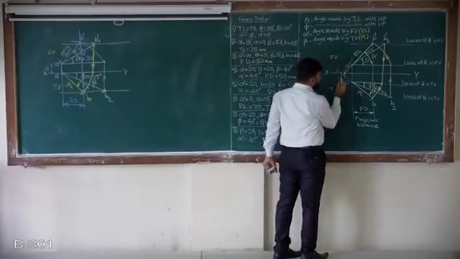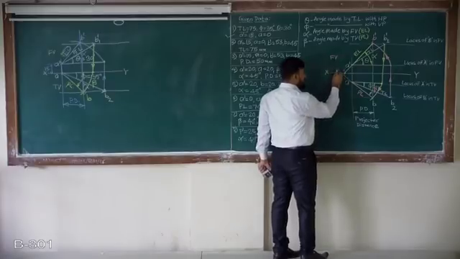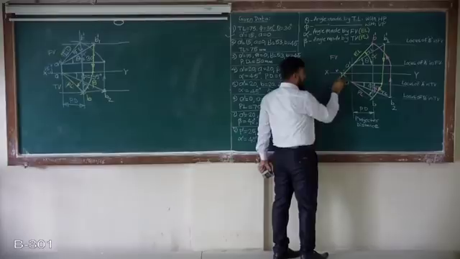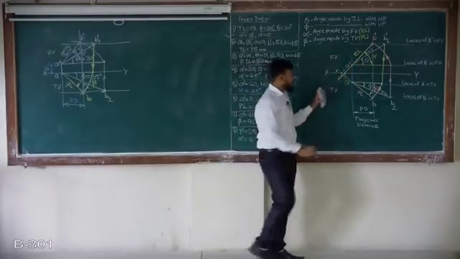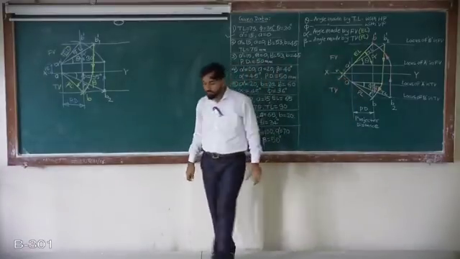Same for VT. Extend this PL on XY. This point is V. And from this, drop a projector or perpendicular onto the extended EL. This point is V dash. Or I can say this distance is VT. So this is HT, this is VT.